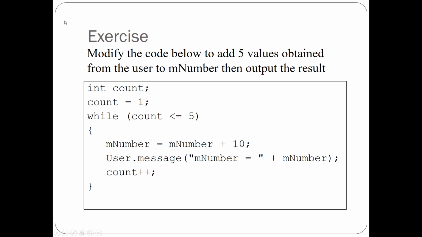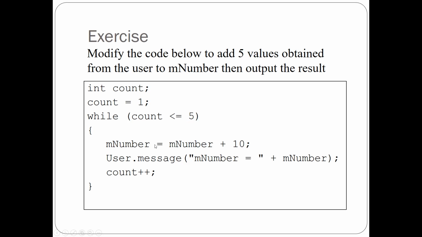So again, another little exercise for you. I've put together a piece of code that we've looked at before, but what we need you to do is to modify that so it allows 5 values to be input from the user and then output the result of the whole thing. So effectively we're modifying the loop slightly, although we don't need to change the loop itself because we're adding 5 values.